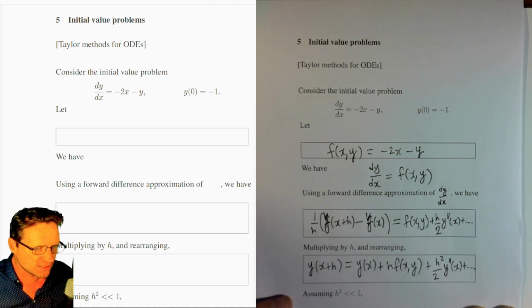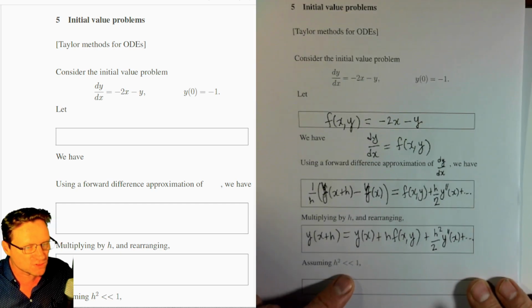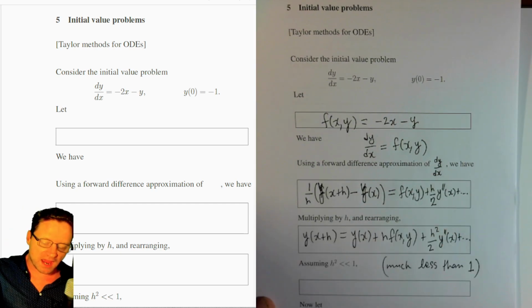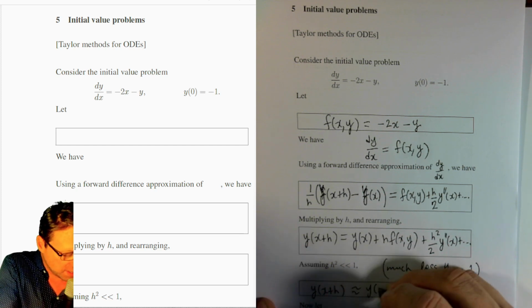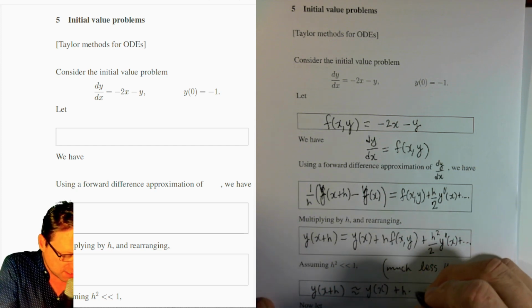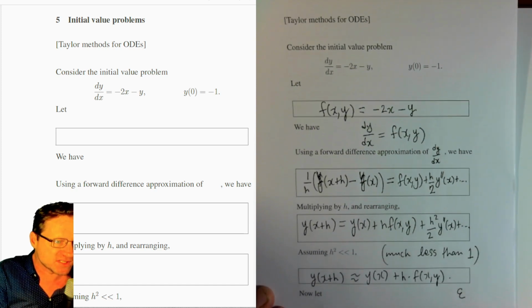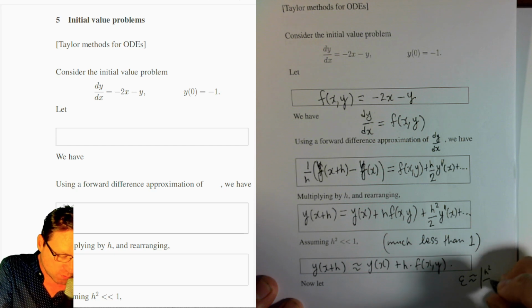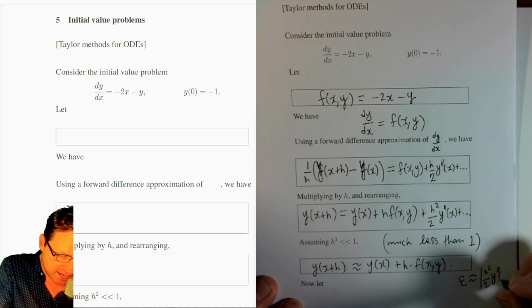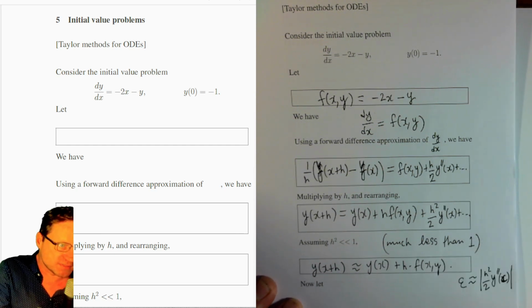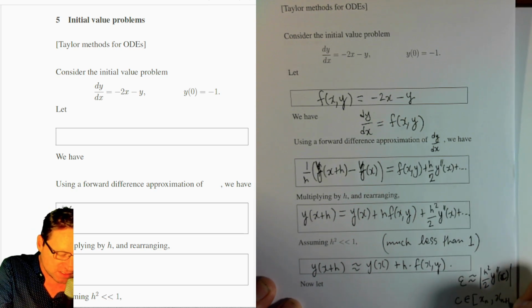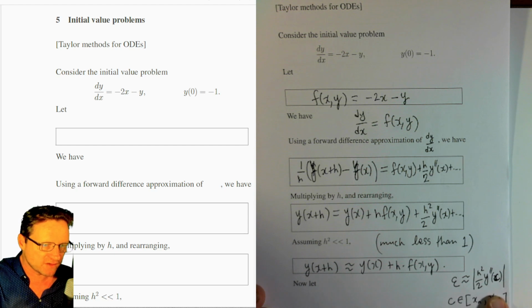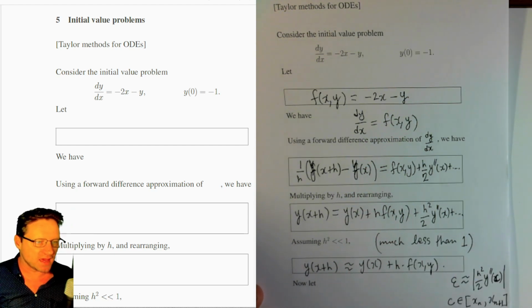Now, assuming that h is much less than 1, and that's what this symbol says, what we have then is y(x+h) is approximately y(x) plus h times f(x, y), with an error epsilon approximately h squared/2 times the absolute value of y'' at c, where c is in the interval xn to xn+1. Okay, so this gives an estimate of how far off the error in that approximation is.